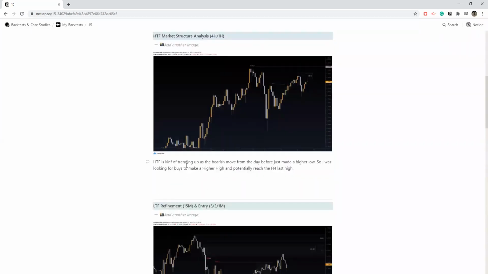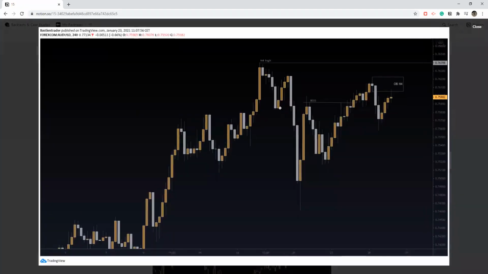The high time frame is kind of trending up, as the bearish move from the day before just made a higher low. Okay, so I was looking for buys to make a higher high. So let me see. Yeah, this is yesterday's price that we took a short from.